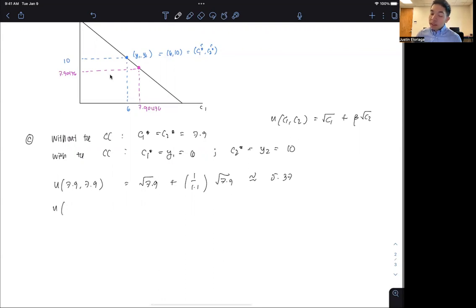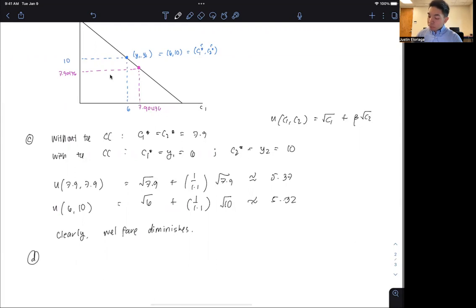And if you calculate it with the credit constraint, that is using the new C1 and C2, 6 and 10, we get the square root of 6 plus 1 over 1.1 times the square root of 10. If you calculate that, it is approximately 5.32, right? So clearly welfare diminishes. That's to be expected because you're forcing the consumer to not borrow in the first period, whereas in the unconstrained case, he would have borrowed. So clearly welfare diminishes. Okay.